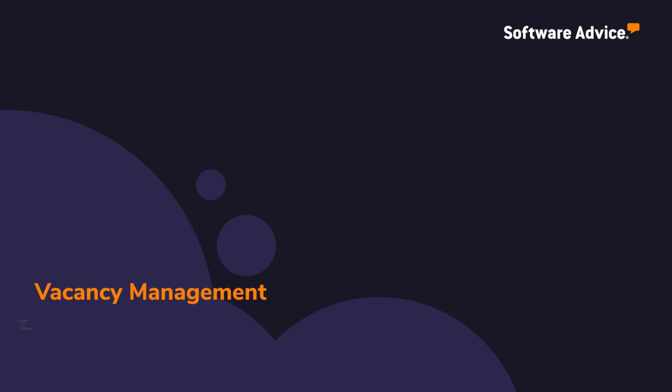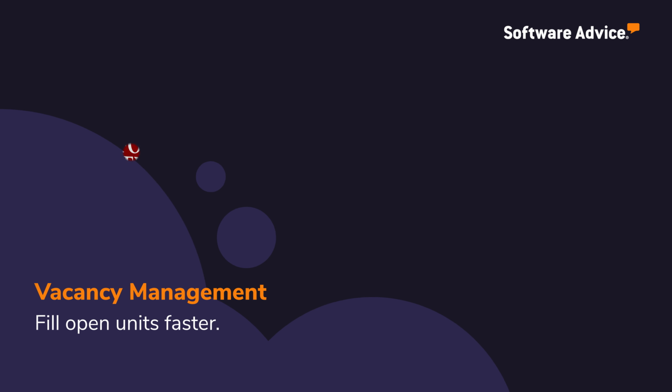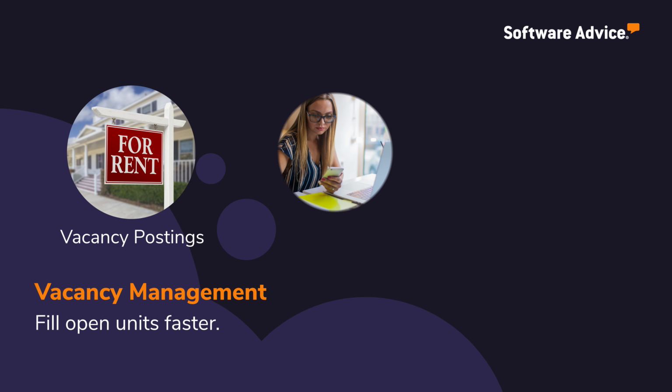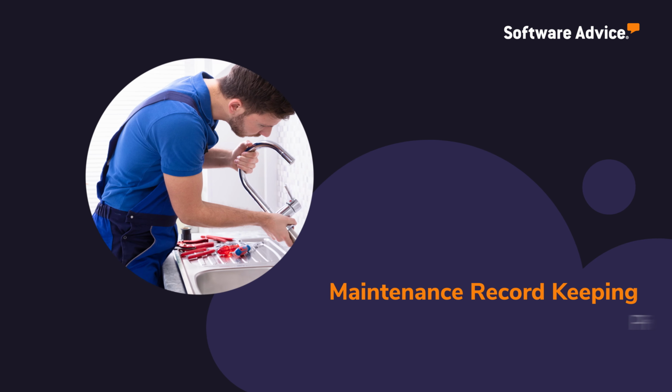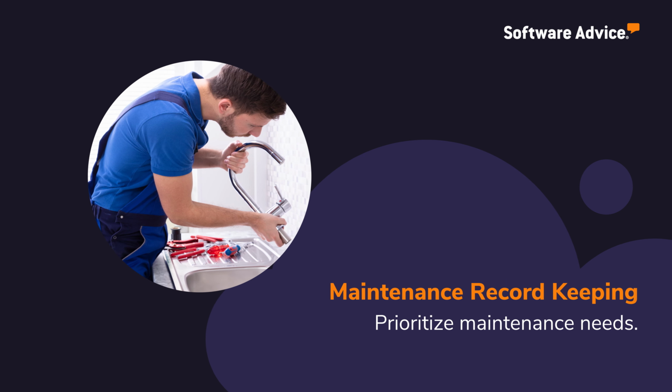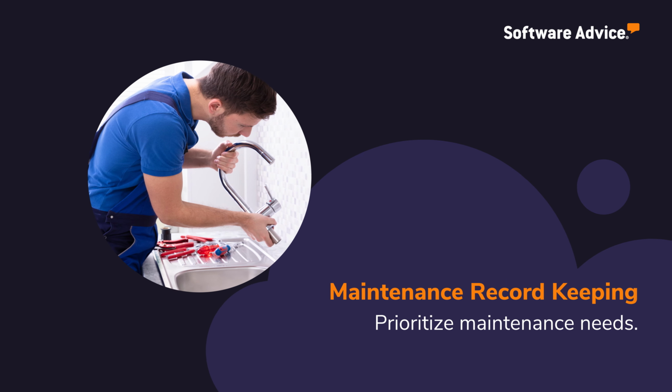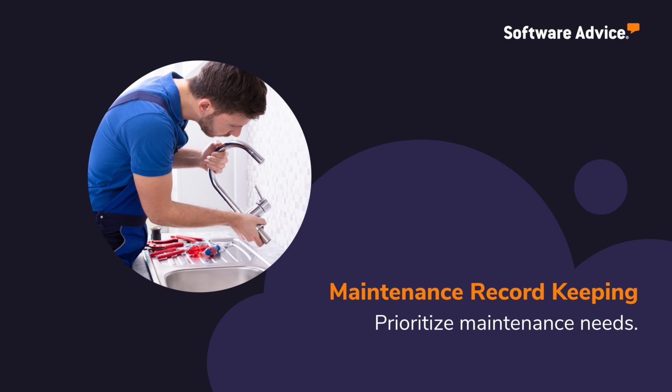Vacancy management helps rental property owners fill open units quicker by using automated vacancy postings, alerts about upcoming lease expirations, and space tracking to update availability from move-ins and move-outs. Maintenance record keeping prioritizes maintenance needs and assigns tasks to specific personnel to ensure issues are addressed and resolved quickly.